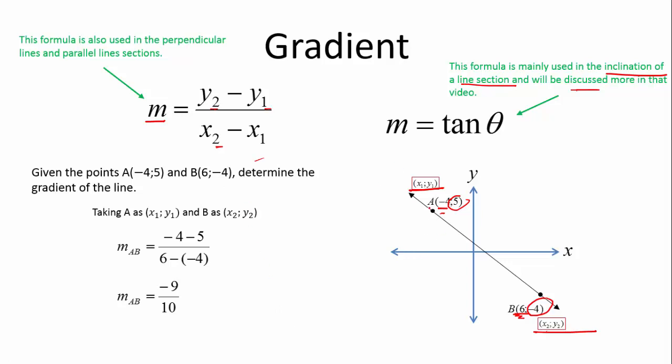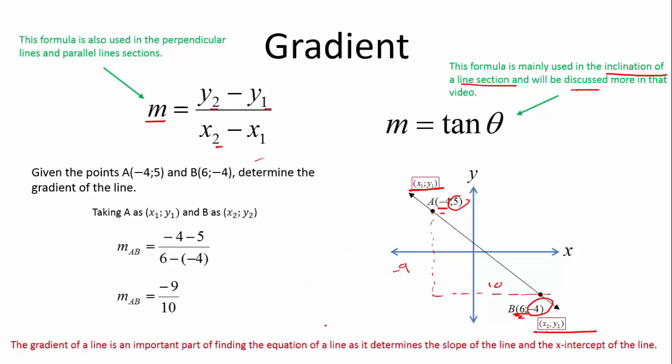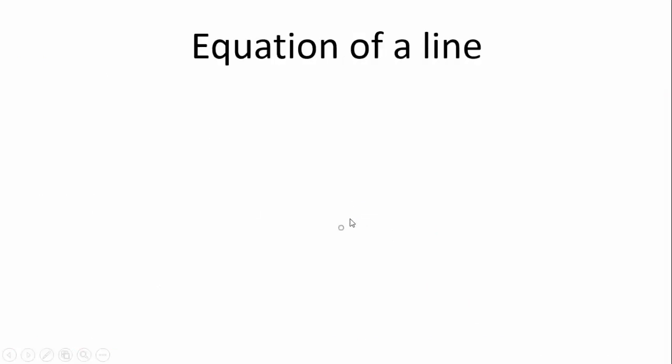What does this mean? It's negative. A line going this way is negative. And what it is saying is, for every 9 points we go down in y, so we've gone down 9 here, so that's negative 9, this line goes 10 across in the positive x. Okay. The gradient of a line is important in finding the equation of a line, as it determines the slope of the line. Okay, we're going to talk more about this in the next couple of slides.